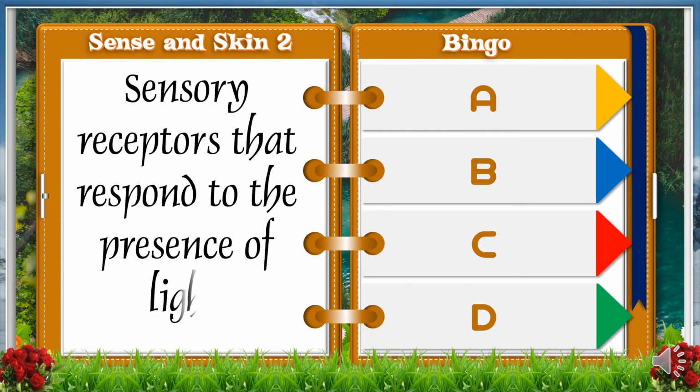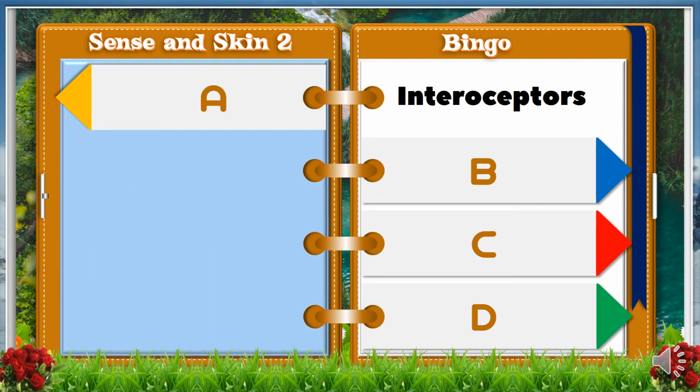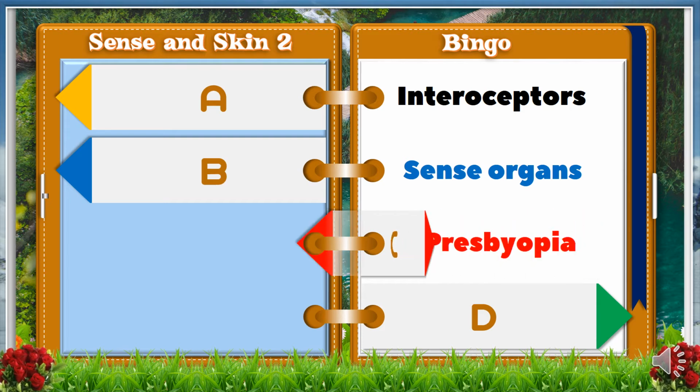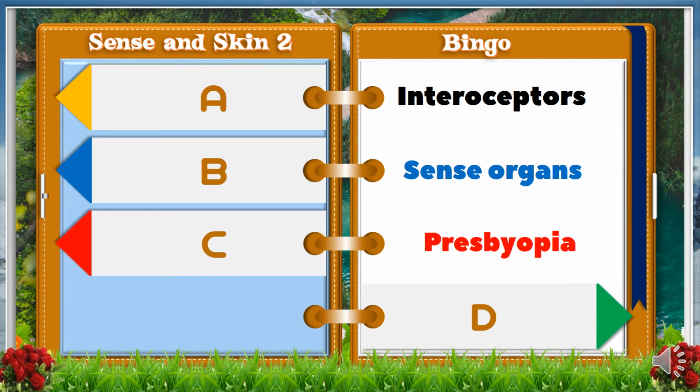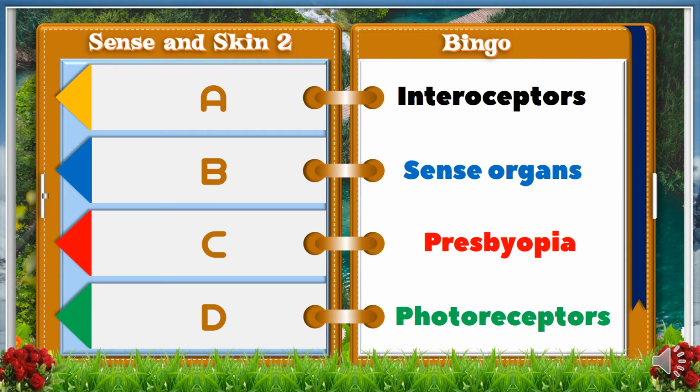Sensory receptors that respond to the presence of light. A. Interoceptors. B. Sense organs. C. Presbyopia. D. Photoreceptors. And the answer is D. Photoreceptors.